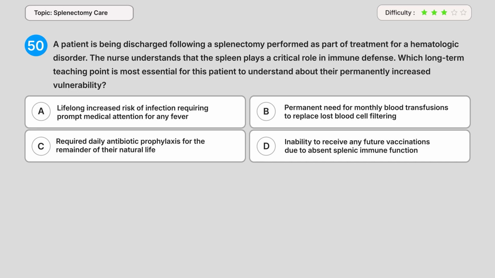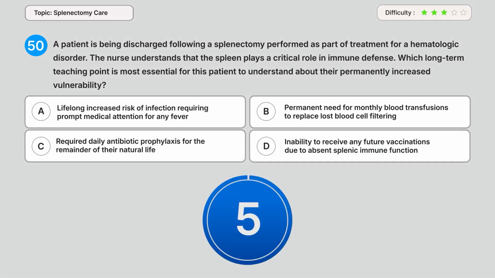A. Lifelong increased risk of infection, requiring prompt medical attention for any fever. B. Permanent need for monthly blood transfusions to replace lost blood cell filtering. C. Required daily antibiotic prophylaxis for the remainder of their natural life. D. Inability to receive any future vaccinations due to absent splenic immune function. Do you know the answer?